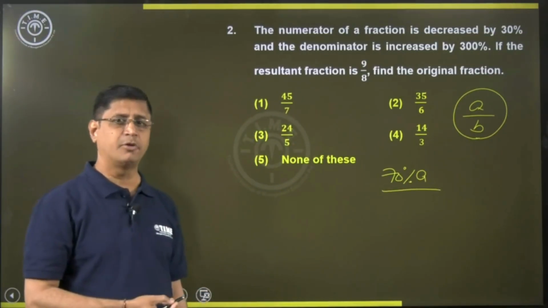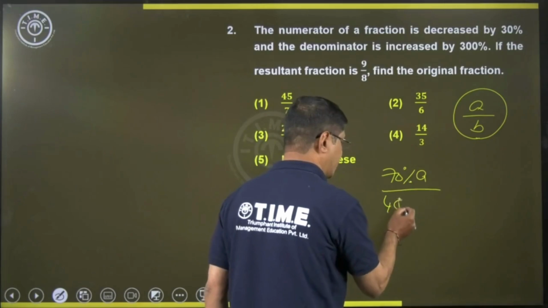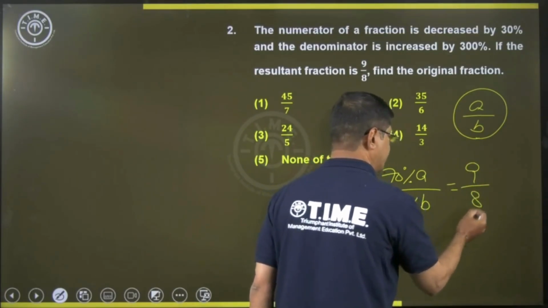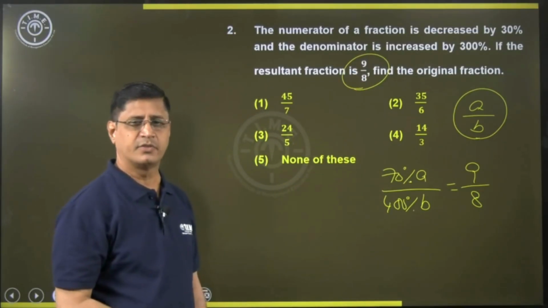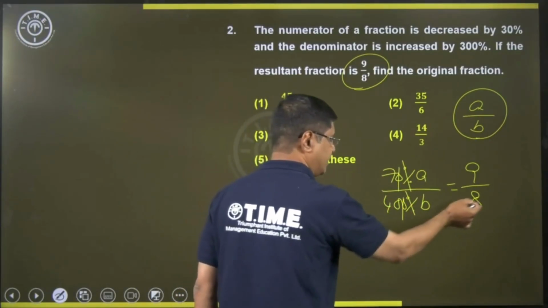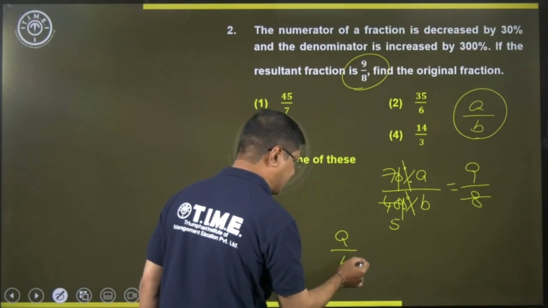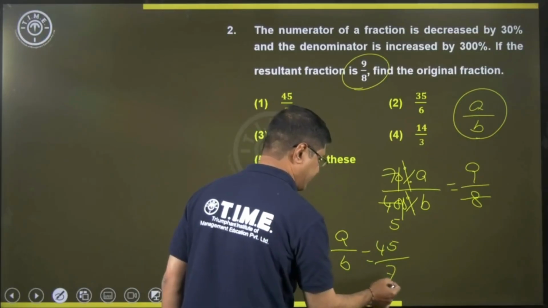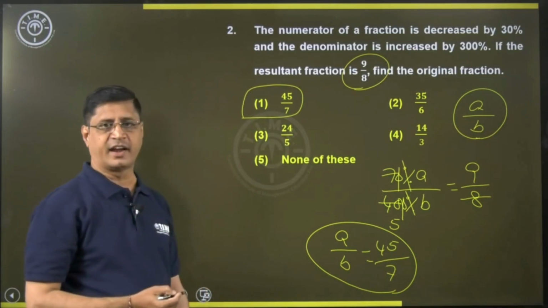Denominator increases by 300%. Already 100% increased by 300 becomes 400%. So 400% of the denominator is equal to, now it is 9 by 8. The resultant fraction is 9 by 8. Simplify this, of course, you'll get the answer here. Percentage cancel, 0 to 0 cancel, 8 here goes exactly 5 times. Now the result is A by B, the original fraction. A by B is equal to 9 into 5, that is 45 by 7. Option choice 1. First choice is the correct answer.